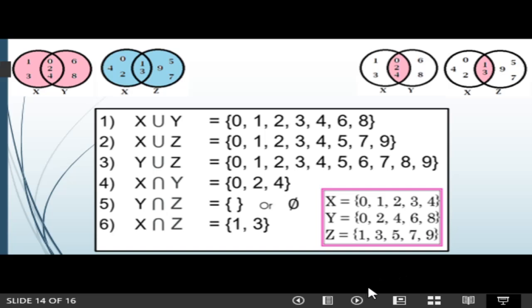For number 3, the union of Y and Z, what do you think? Here, for Y, the elements are 0, 2, 4, 6, and 8. And for Z, we have 1, 3, 5, 7, and 9. Since the intersection of the two is empty, there are no elements found in this intersection. And then the illustration or the Venn diagram of the intersection of Y and Z is like this.